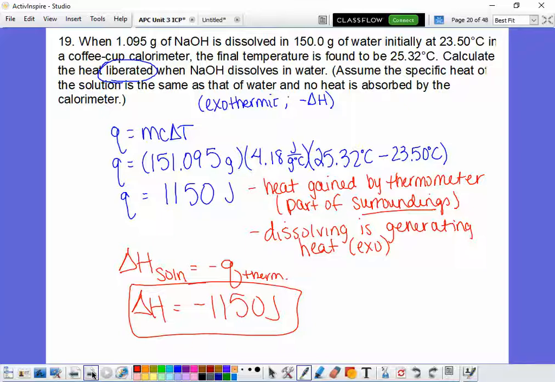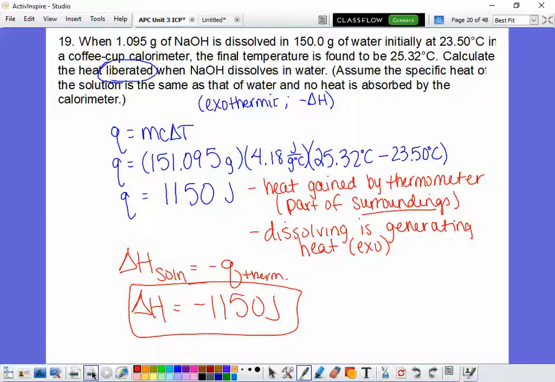Now, let's talk about the particle interaction here. Since sodium hydroxide is releasing energy, that means it would rather be dissolved. It's happier, if you will. It will go to a lower energy state if it's dissolved in water, if it's dissociated, than staying together. So compounds that produce heat when they dissolve, they would rather be dissolved than stay together.